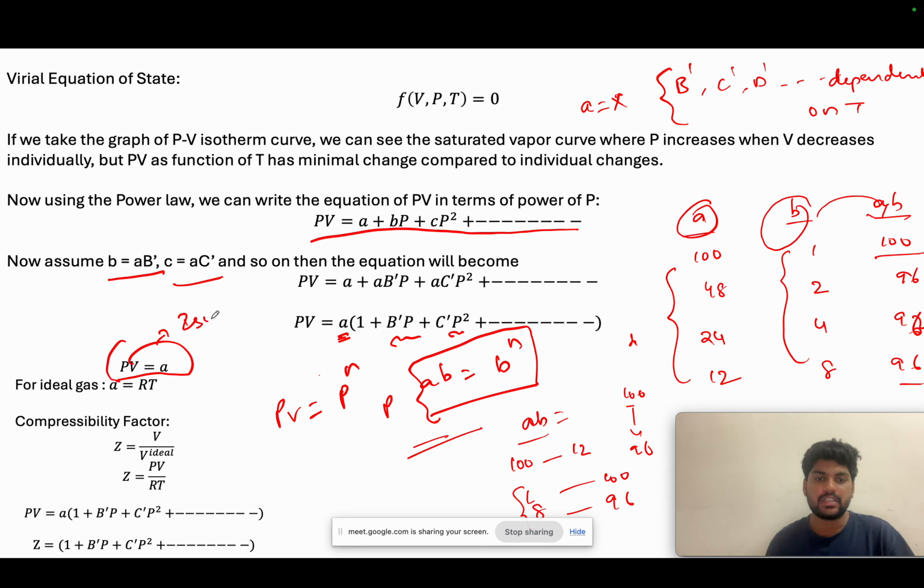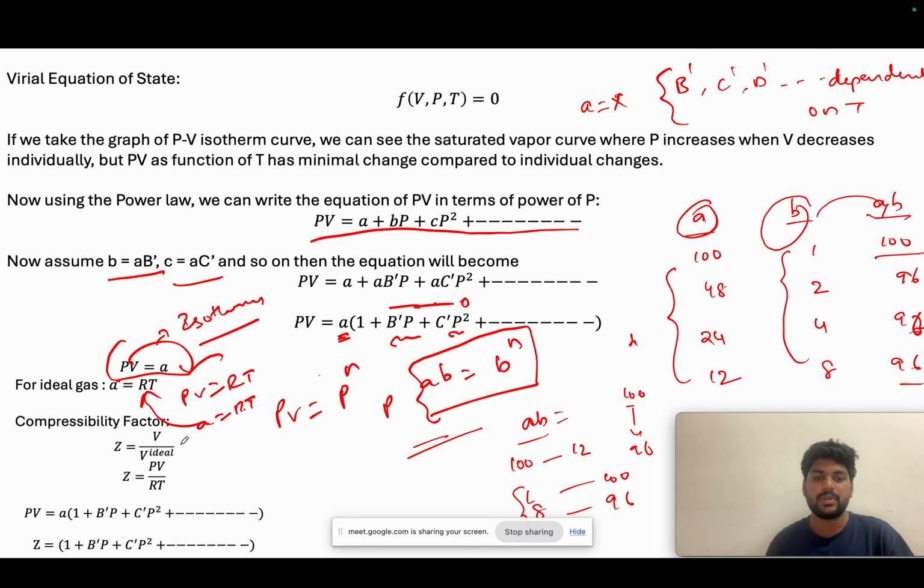we have the isotherm condition. It means at constant temperature, suppose there are no changes, then all these terms will become 0. So then we have only PV equal to a. As we all know, for ideal gases, PV equal to RT, which says that a equal to RT. That's what I mentioned here, a equal to RT.